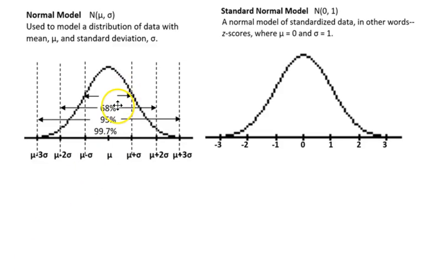This diagram on the left shows the normal model with its mean mu and standard deviation sigma, and you can see we've marked mu plus sigma, mu plus 2 sigma, mu plus 3 sigma, and then mu minus sigma, minus 2 sigma, minus 3 sigma. We also have the 68, 95, 99.7 rule shown.